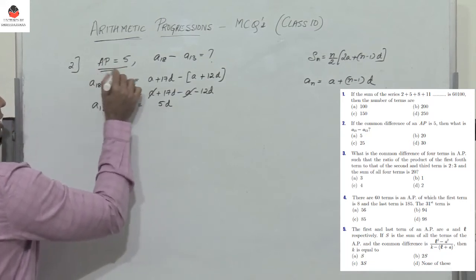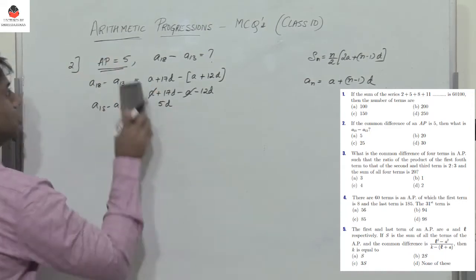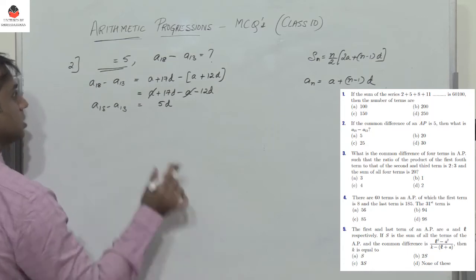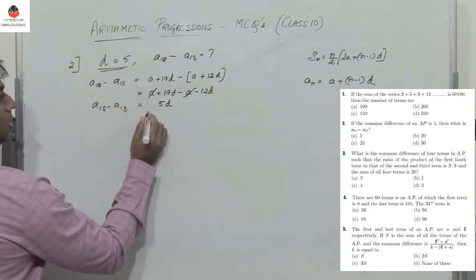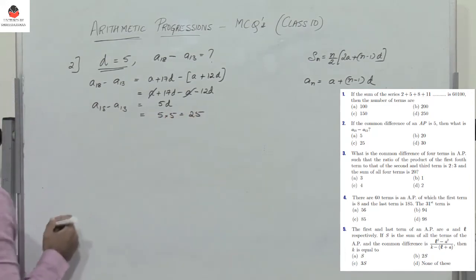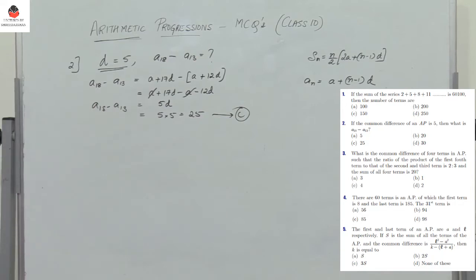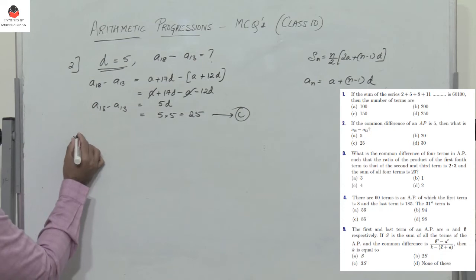So here this is the common difference. So d is 5. So therefore this is 5 into 5, which is 25. So check out the 4 options. This is option C. The answer corresponds to option C. Very easy problem. Third one.